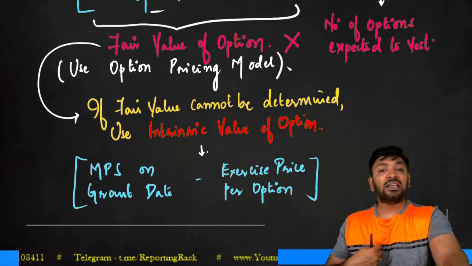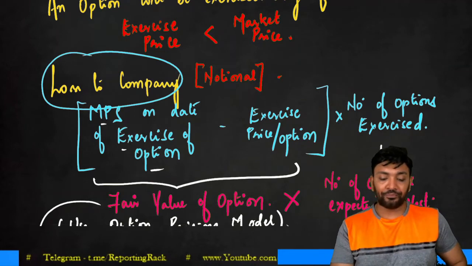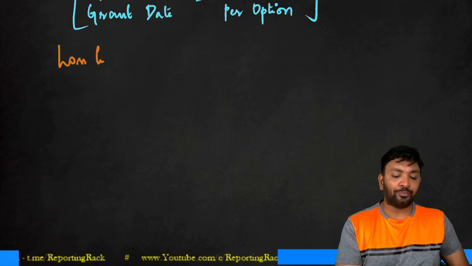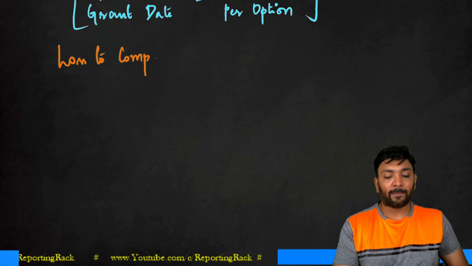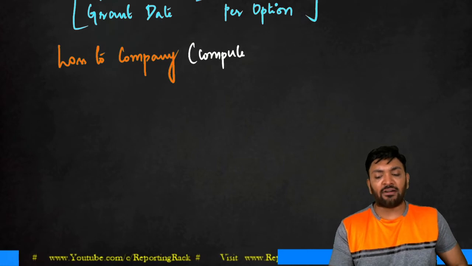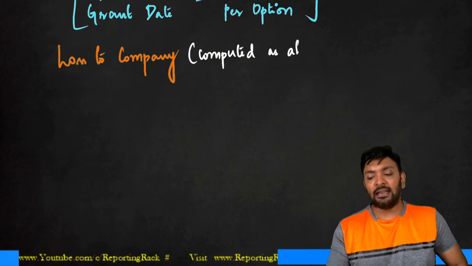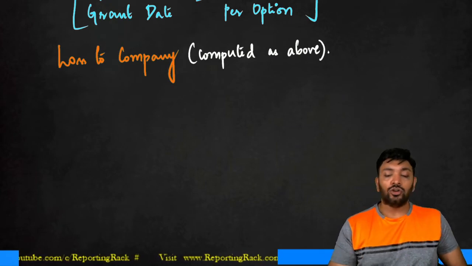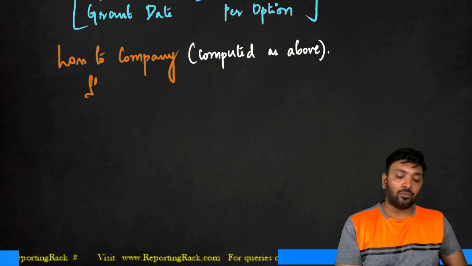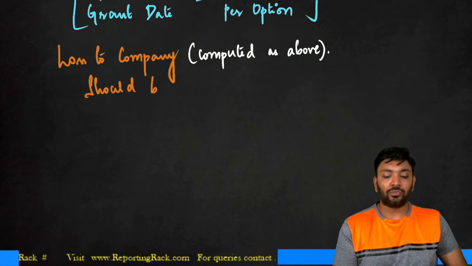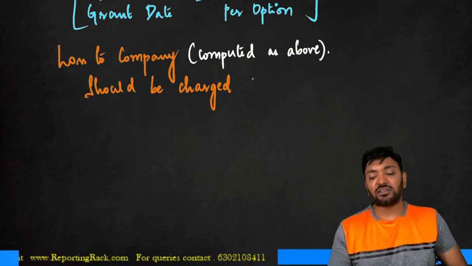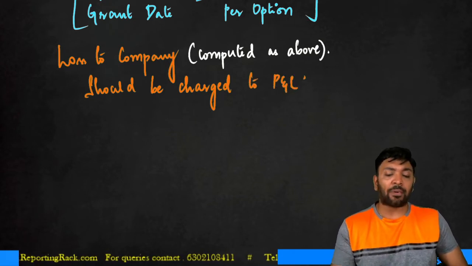So what I'll do? This amount of loss to company, which is computed as above, either using fair value per option or using intrinsic value of option, should be charged to P&L. Charged to P&L, absolutely, because it is a future estimated loss. So I am directly charging it to P&L, applying the concept of conservatism.